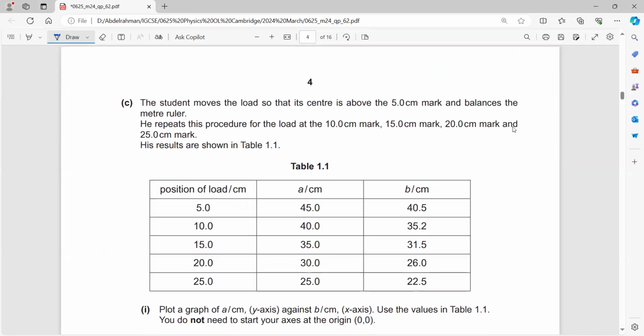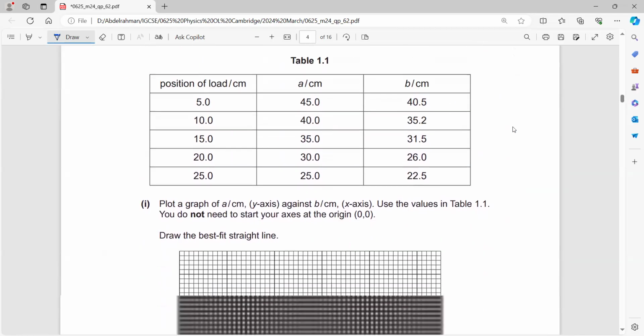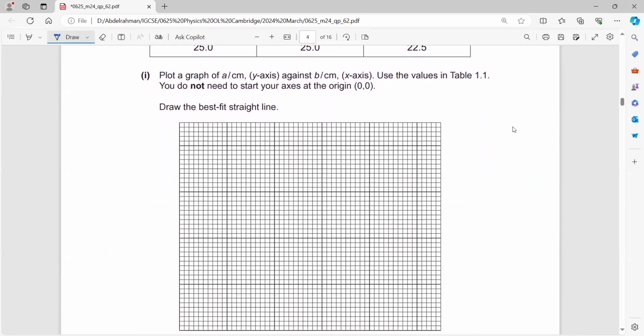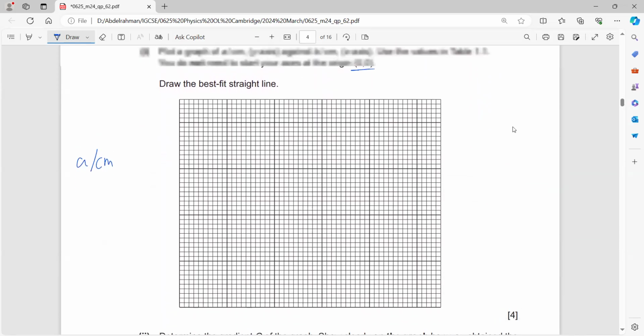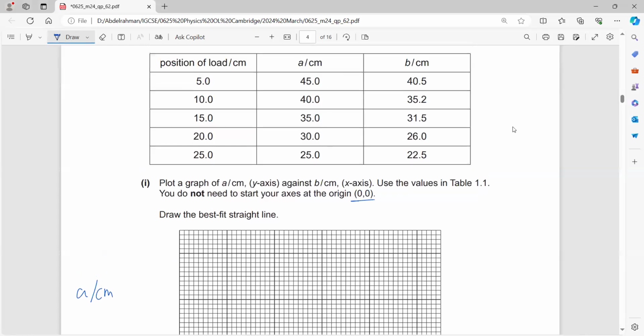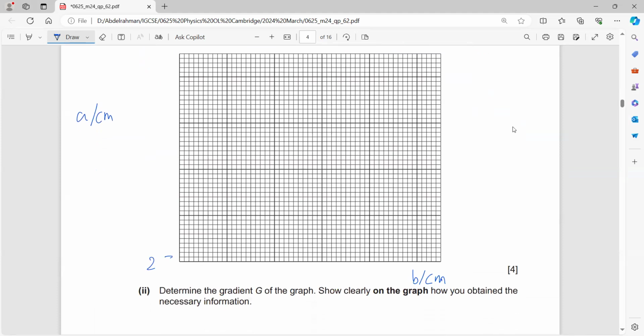Now we have a table. Definitely, we will need to plot a graph. Plot the graph, A on the y-axis and B on the x-axis. You do not need to start from the origin. A slash centimeters on the y-axis and B slash centimeters also on the x-axis. We will not start from the origin. A is quite easy. We can scale it 25, 30, 35, 40, and 45. Quite easy. What about B?